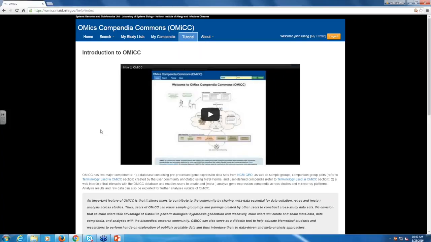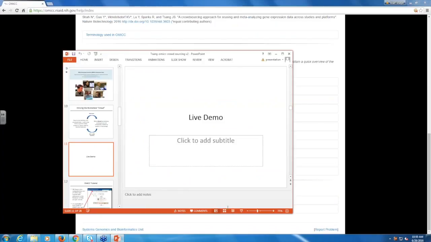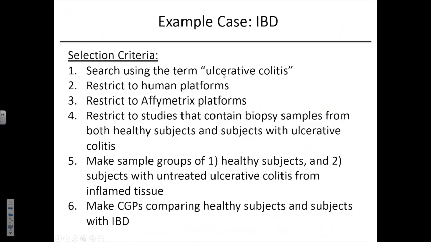So I encourage you to look at a tutorial. And here I will walk through it very, very quickly. Here's just an example that we have done to illustrate how you can use it. So as I mentioned, IBD is a good example.